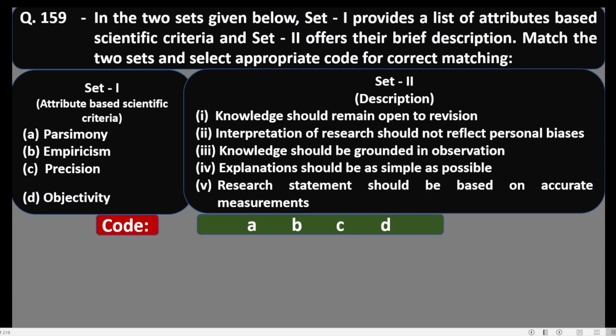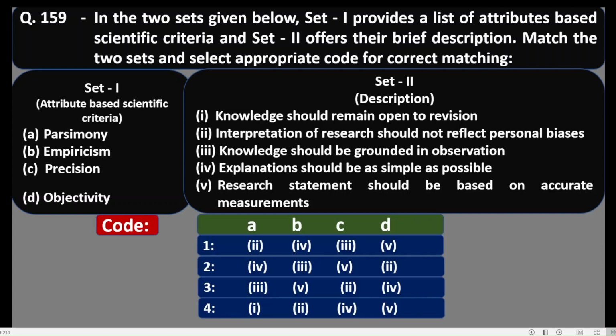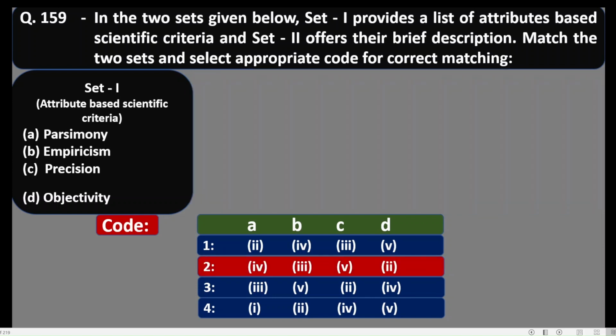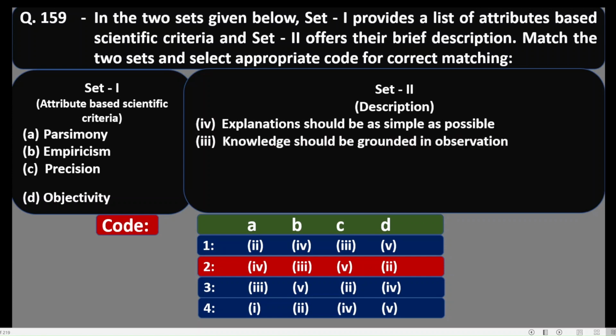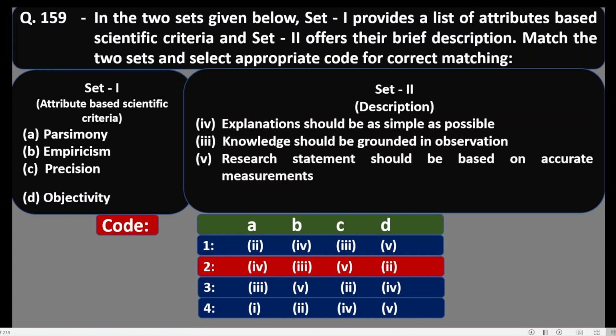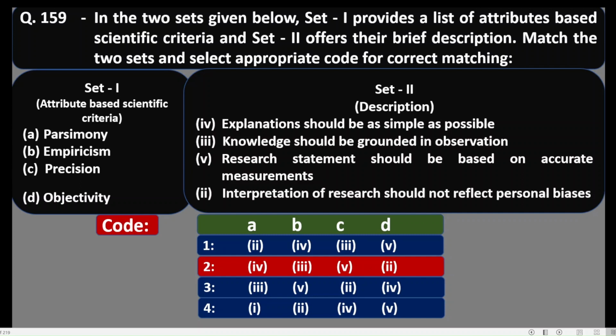Let us see the options. These are the options, and option 2 is correct, as I have said earlier. According to that, the correct match is like this. Parsimony is explanation should be as simple as possible. Empiricism means knowledge should be grounded in observation. Precision means research statement should be based on accurate measurement, and objectivity means interpretation of research should not reflect personal biases.